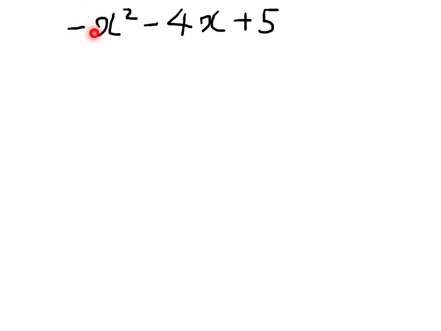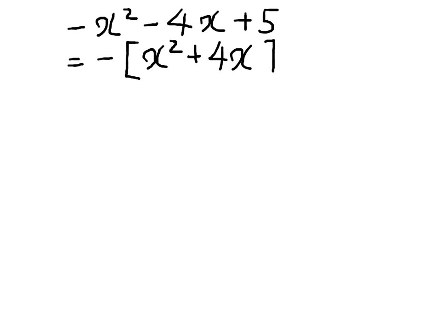This question has a minus sign in front of the x squared term, so I'm going to factorize out minus 1. Minus 1 outside the square bracket. That leaves me x squared, and because I've taken minus 1 outside, this will change to plus, so I'm going to write plus 4x. I'm going to close the square bracket. Plus 5 is still waiting outside.